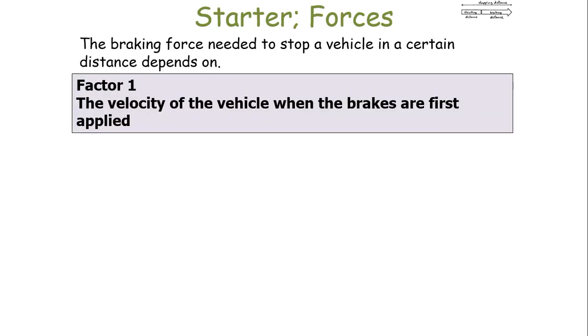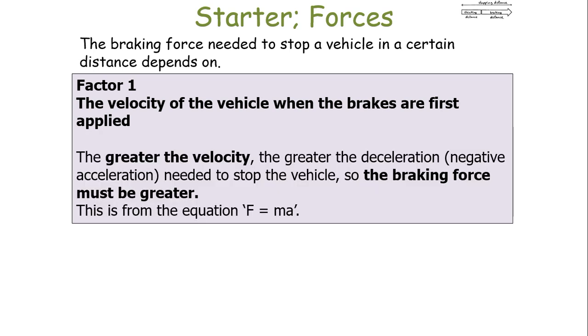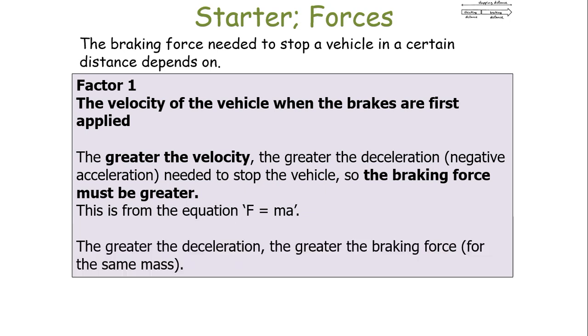Now, the braking force needed to stop a vehicle in a certain distance depends on the following. The first factor is the velocity of the vehicle when the brakes are first applied, because the greater the velocity, the greater the deceleration, which is a negative acceleration, needed to stop the vehicle, so the braking force must be greater. We know this from the equation of Newton's second law of motion, F equals ma, because the greater the deceleration, so the greater the a in the equation, the greater the braking force, or F in the equation, for the same mass.